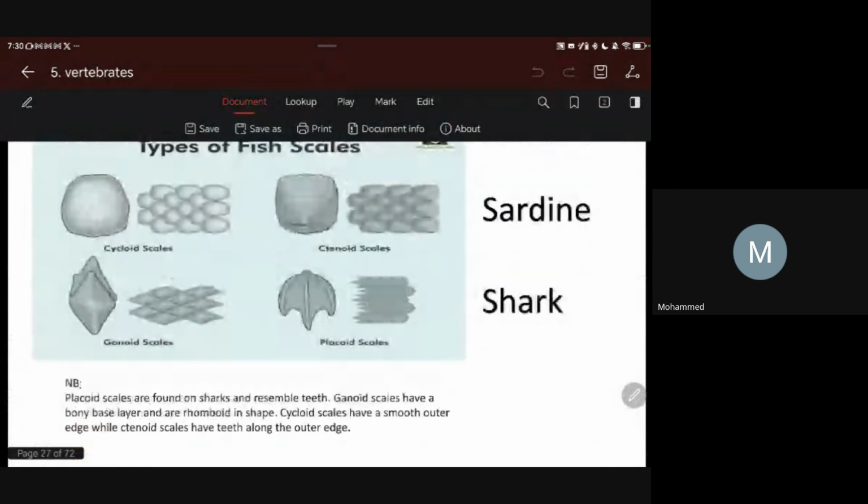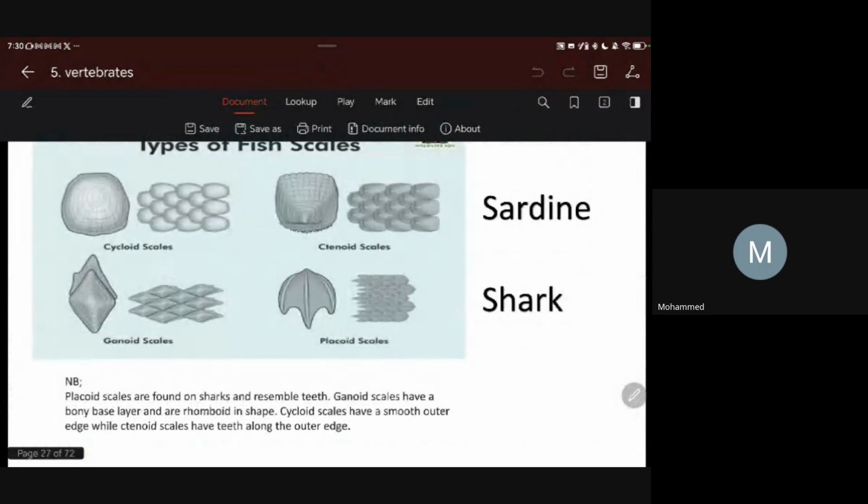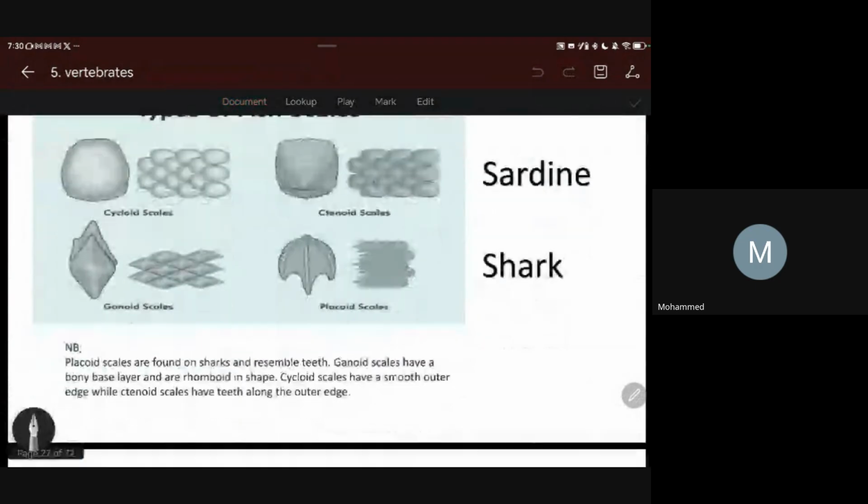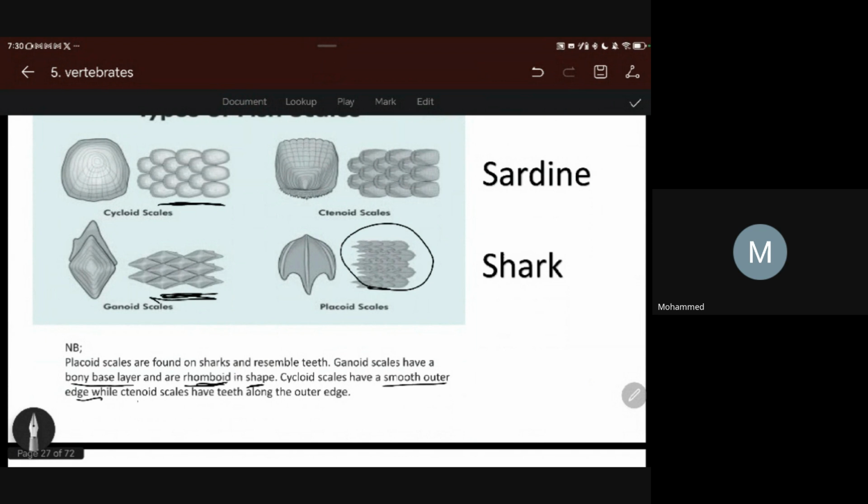The placoid scales are found on sharks and resemble teeth. They look like teeth. And the ganoid scales have a bony base layer and are rhomboid in shape. As you can see, they are rhomboid in shape. And the placoid, as you can see, they look like teeth. And the cycloid scales have a smooth outer edge. As you can see right here, they look smooth. And the ctenoid scales have teeth along the outer edge.